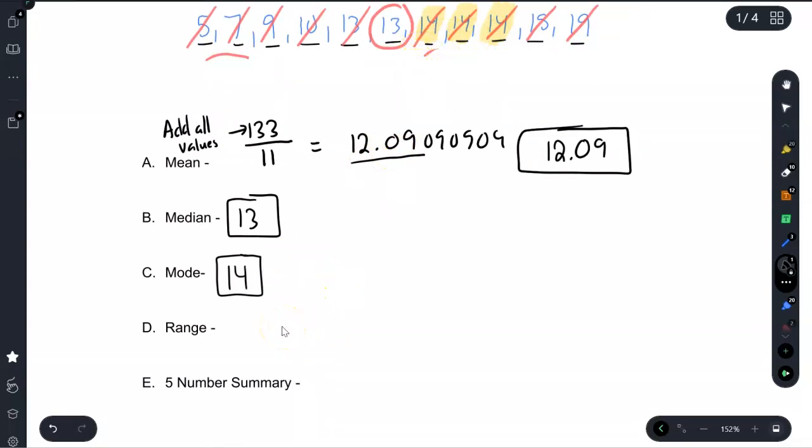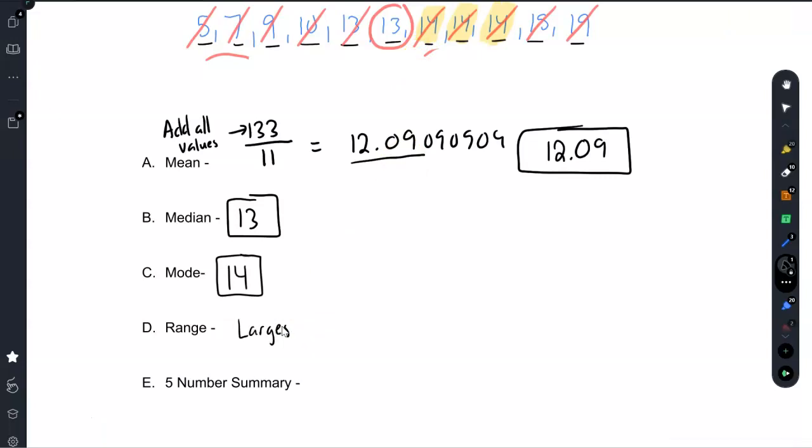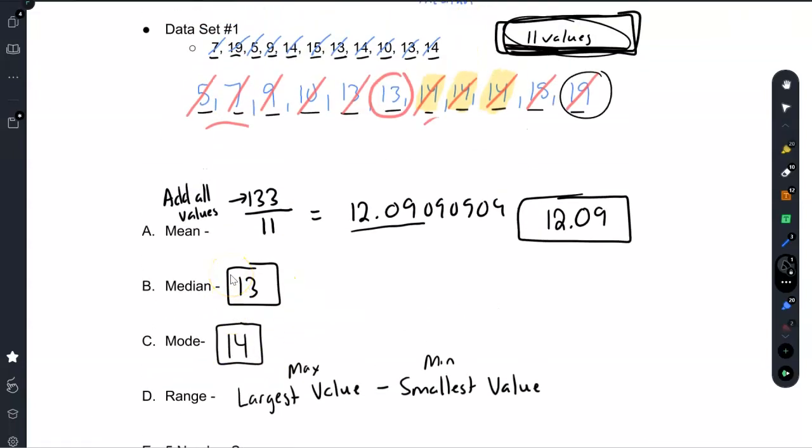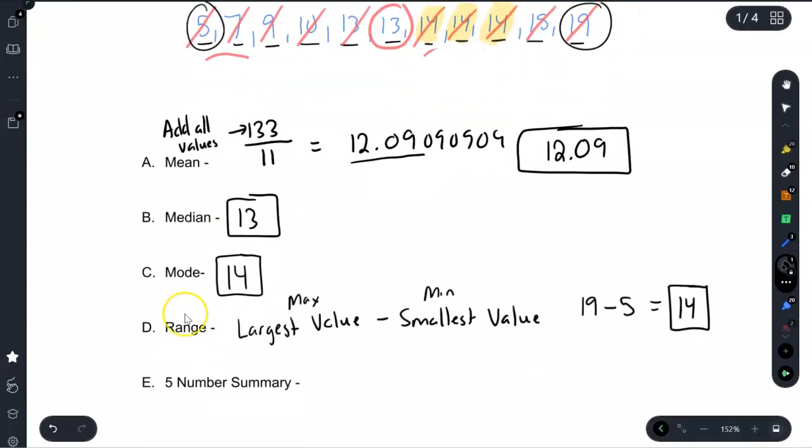The range, I calculate the range by taking the largest value and subtracting the smallest value. And this is essentially the max minus the min. Right, so my largest value in this case, and I've already rearranged it so it makes it really easy to find, is going to be 19. My smallest value is 5, so my range is going to be 14.